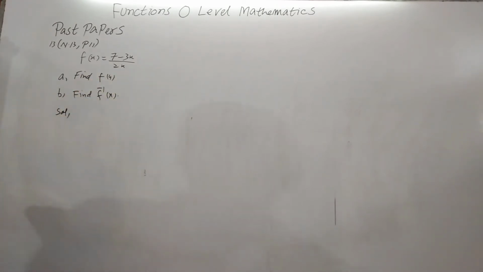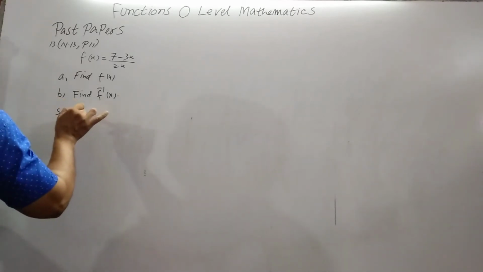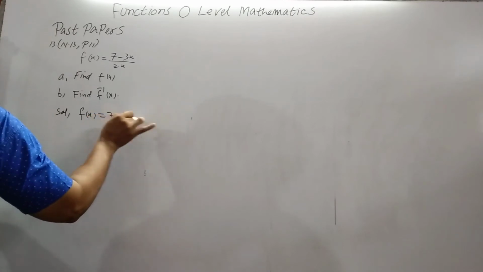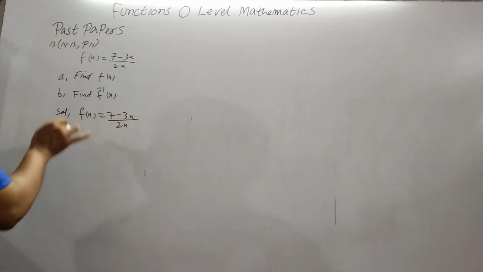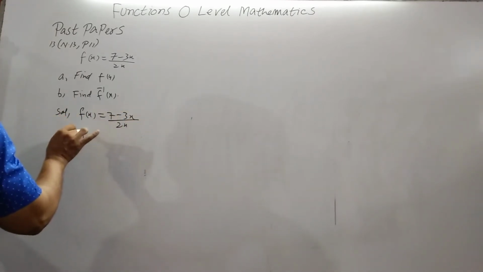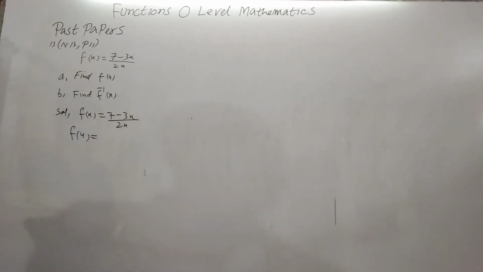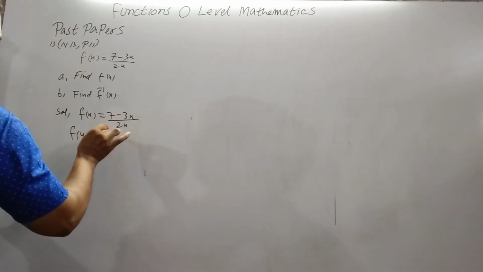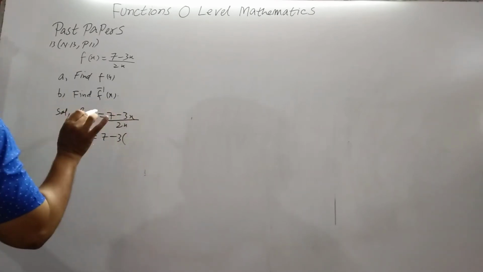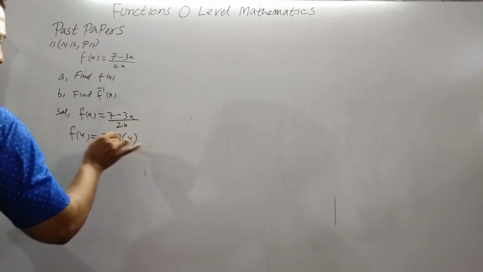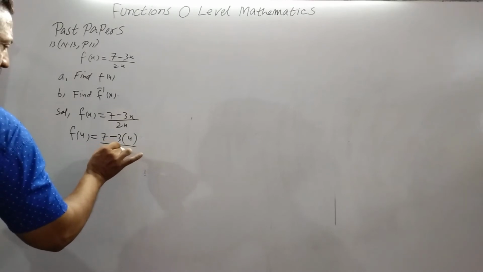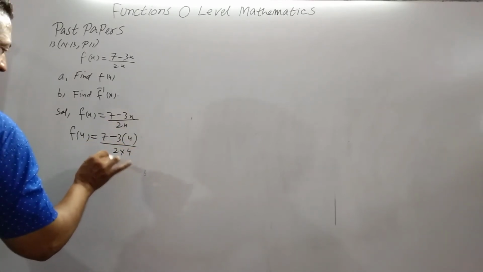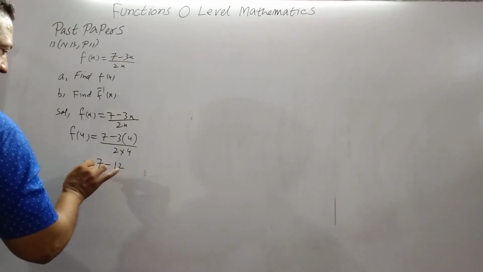Very easy. What is part A? f(x) is equal to 7 minus 3x upon 2x. Students, we have to find f of 4. f of 4 means we have to put 4 where we see x in the question. 7 minus 3 multiplied by 4, x is 4, upon 2 multiplied by x, x is 4. So 7 minus 3 4s are 12.